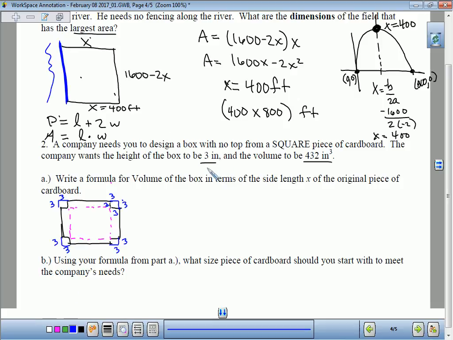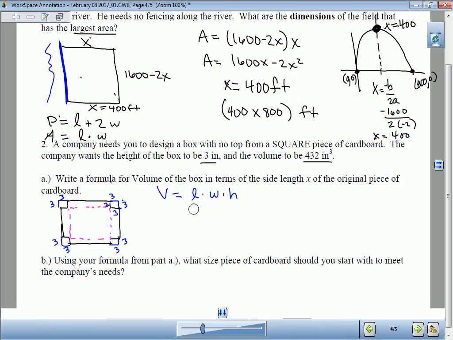Alright, that's all I got. And I know I need volume. And we already talked about volume being length times width times height of a rectangular box. Yes, sir. Would it be 3 times x minus 6 squared? It certainly is. Yay!